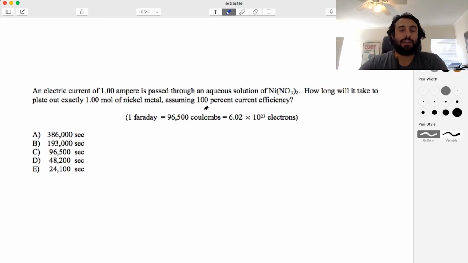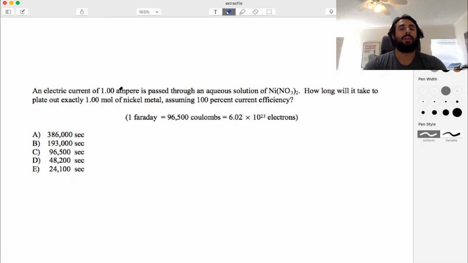So we have one on electric current. So these ones can be a little confusing, but if you just remember what all of this terminology means, it can make things a lot simpler. So this says an electric current of 1 ampere is passed through an aqueous solution of nickel nitrate. How long will it take to plate out exactly 1 mole of nickel metal, assuming 100% current efficiency?